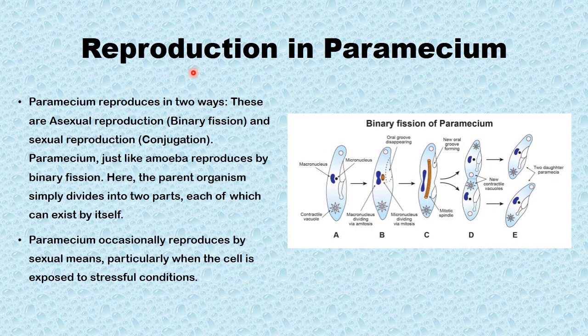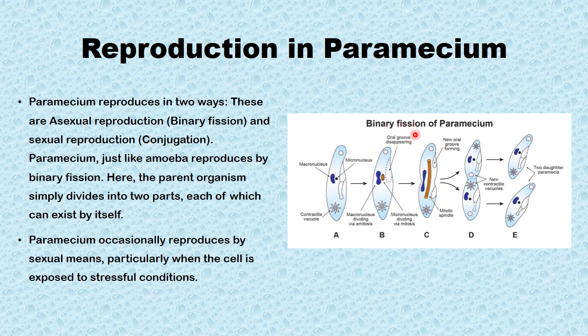Now, moving along, we'll be looking at reproduction in paramecium. Now, paramecium reproduces in two ways. These are asexual reproduction, that is through binary fission, and sexual reproduction through conjugation. Paramecium, just like amoeba, reproduces by binary fission. Here, the parent organism simply divides into two parts, which is a mitotic division, each of which can exist by itself. Now, paramecium occasionally reproduces by sexual means, particularly when the cell is exposed to stressful conditions.